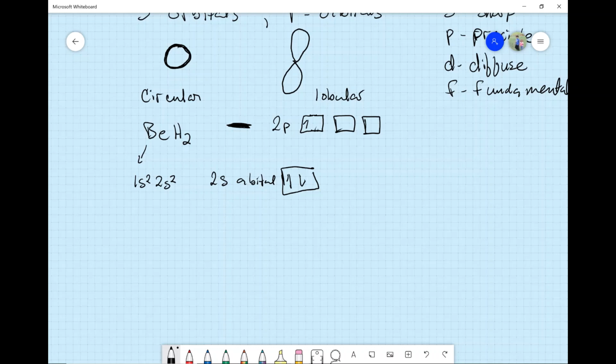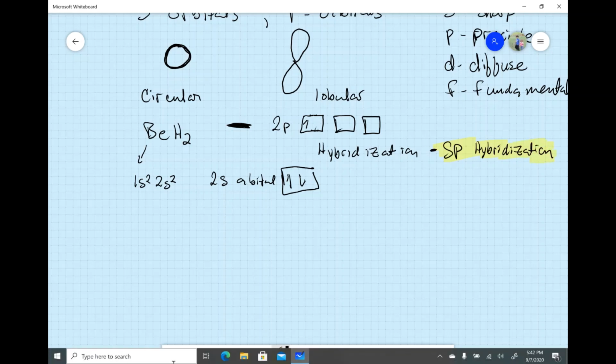But what really happens is not this. So you get hybridization is what happens. And in this case, for BeH2, it's straight up a 2p hybridization. So 2p hybridization is what happens. And so what you get is, I'm totally wrong. You get sp hybridization, excuse me. Made a boo-boo. sp hybridization occurs, okay?